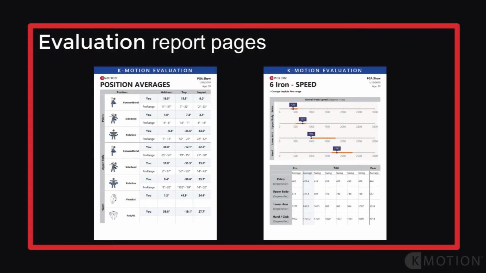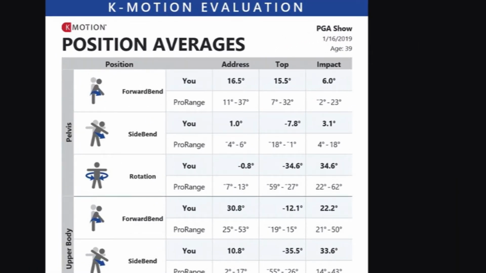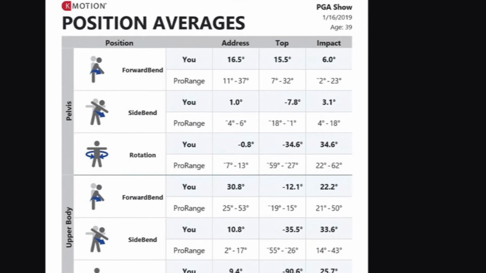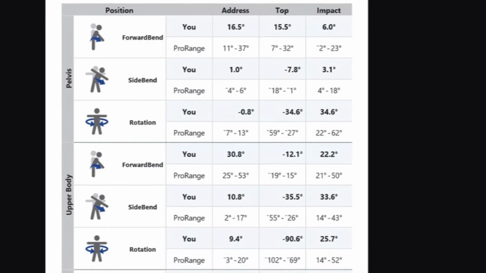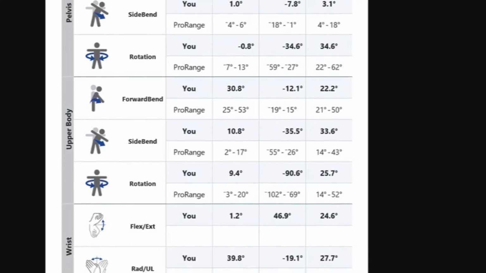So we have our position averages page that comes next. The position averages page is going to tell you the average of the 5 motions for that club in the column that says you, so that's your player, and then it'll compare it to the pro range below that. So it's a quick snapshot of where they were at address, top, and impact with their body and the wrist.